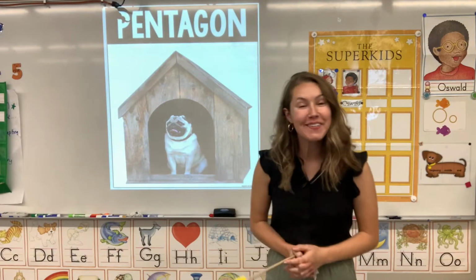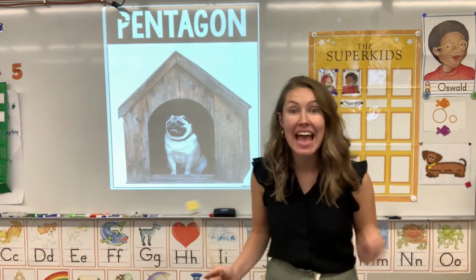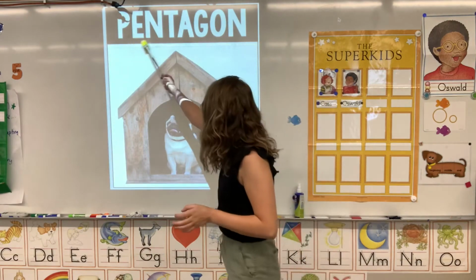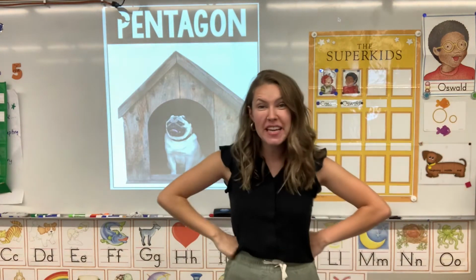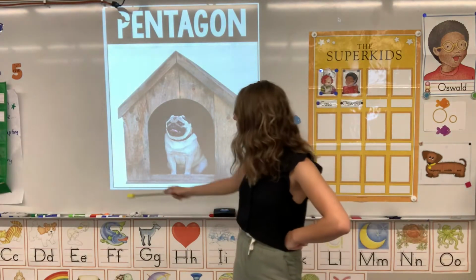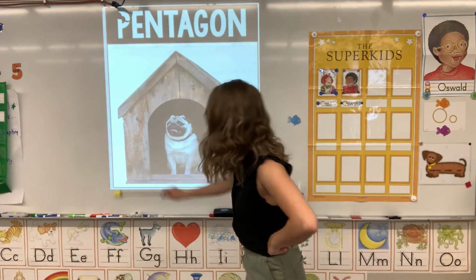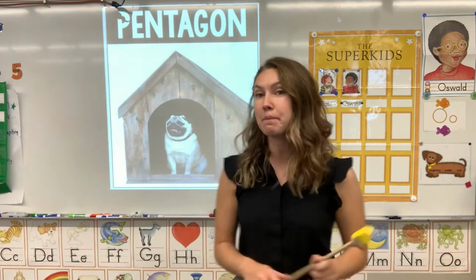Okay, today we're going to learn about a new shape. And this shape is a pentagon. Pentagon. And you'll notice here I have a picture of a doggy in his doghouse. That's because the shape of a pentagon is kind of like a house. It has 5 sides and 5 points.